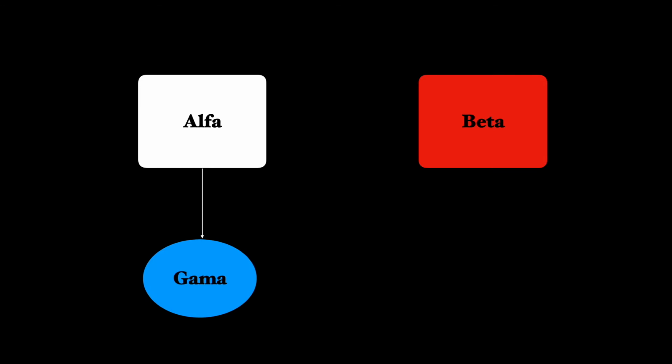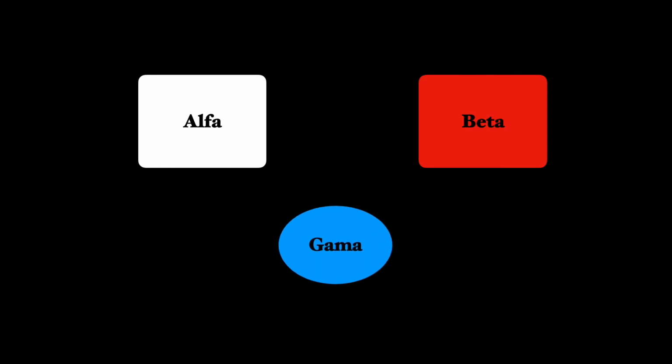A second form of joint venture is where Alpha already has an existing subsidiary, Gamma, controlled by 100%, and now Alpha and Beta, following the transaction, will each control 50% of Gamma, thus forming a joint venture.